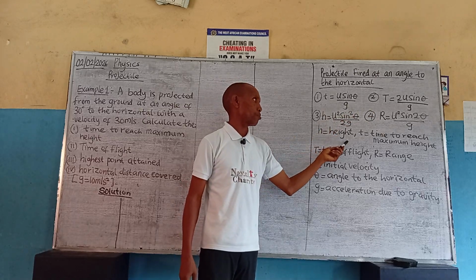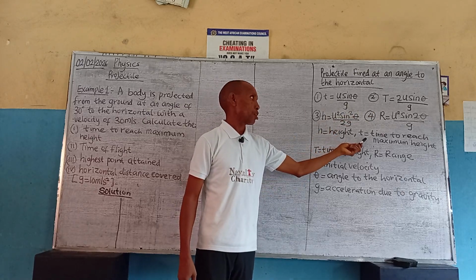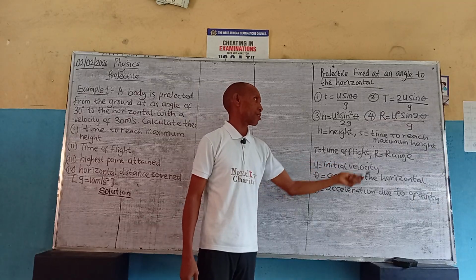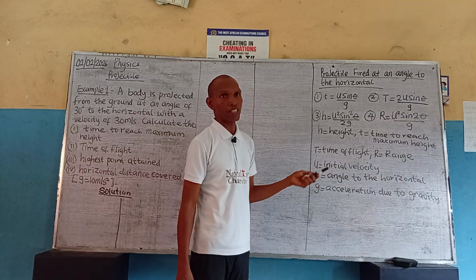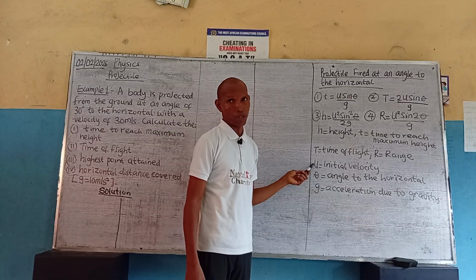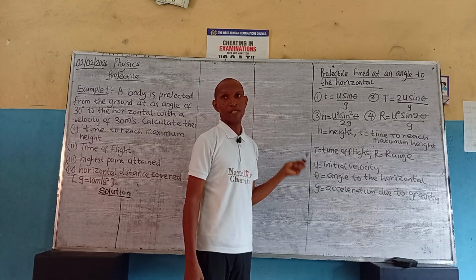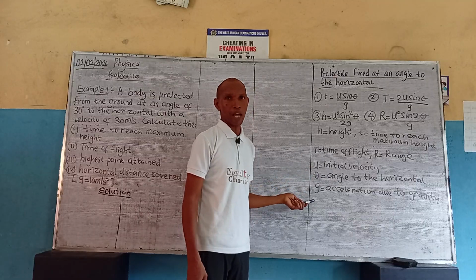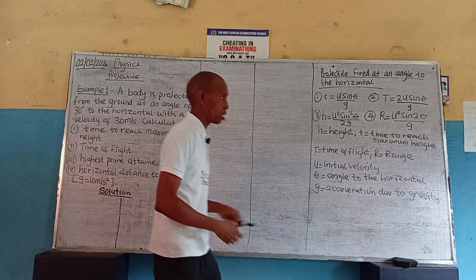h stands for height in meters. Small t is time to reach maximum height. The capital letter T is time of flight. R is range or horizontal distance covered. Then u is initial velocity or projection in meters per second. Theta is angle to the horizontal in degrees. g is acceleration due to gravity.